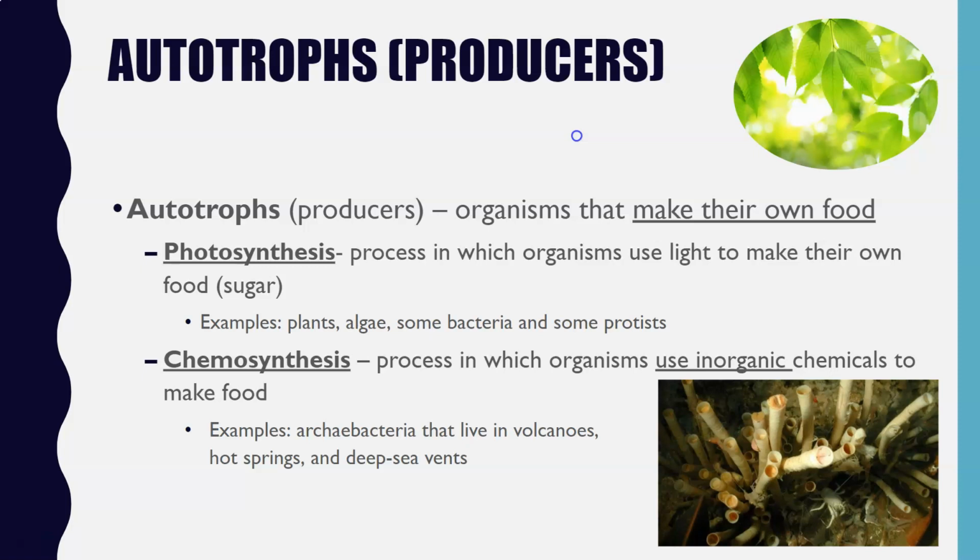But another way to be a producer is through chemosynthesis, which is where you use inorganic chemicals to actually make your food. So this is archaea bacteria that live in volcanoes, things that live in hot springs, and deep sea vents. So we're actually seeing these things using the chemicals within the water to create their own food rather than sunlight.